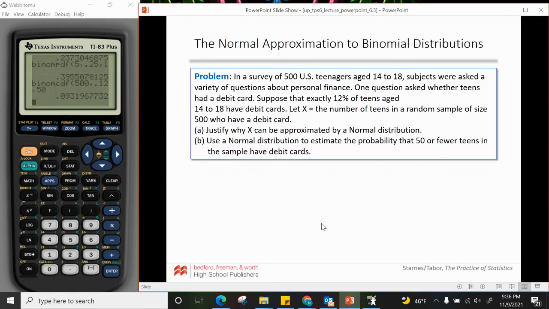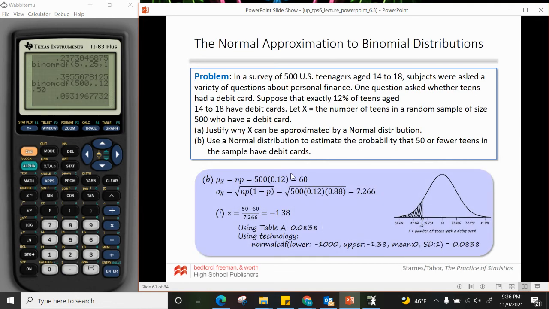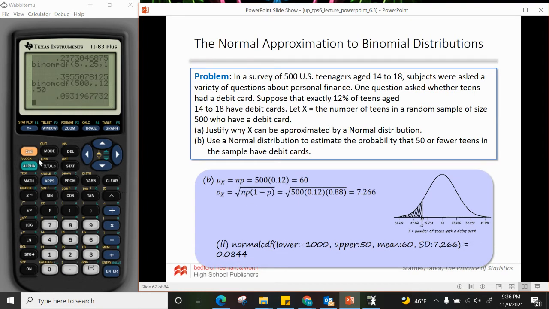Now, let's do it. The normal distribution always needs a mean and standard deviation. Since this is approximately binomial, the mean is n times p, 500 times 0.12, which is 60. Standard deviation is the square root of n times p times 1 minus p, which is 7.266. Here they use the z-score table. They turn it into a z-score and calculate it that way. I'm pretty sure they did that. So we'll just use normal CDF here.